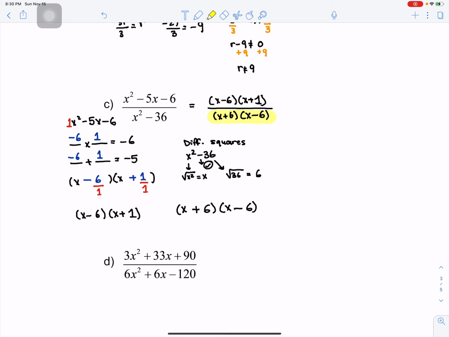To state my NPVs, I'm going to take my bottom in factored form and set it equal to 0 and solve. So x plus 6 equals 0, which tells me x is equal to minus 6. If I sub a minus 6 in there, I'm going to get a 0 times something, which is 0. X minus 6 is equal to 0, so x equals 6. So I'm going to add 6 on both sides. I'm going to come back up here and say x is not allowed to equal plus or minus 6.